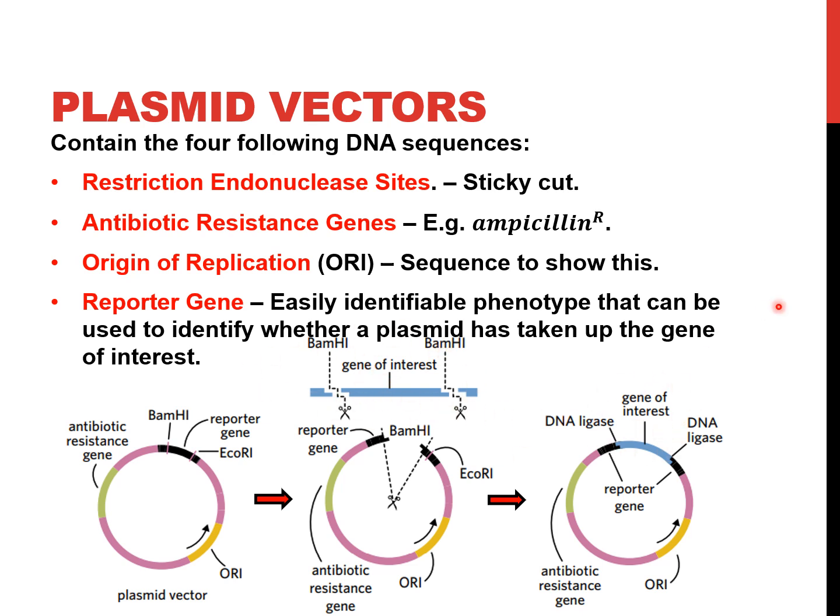A reporter gene is an easily identifiable phenotype that can be used to identify whether a plasmid has taken up the gene of interest. For example, actually we're going to see that on the next slide, so we'll go into that. But yeah, in the blue you have the target gene of interest, which has been cut out of some sort of eukaryotic organism or potentially a prokaryotic organism, and it's going to be put into the prokaryotic plasmid here.